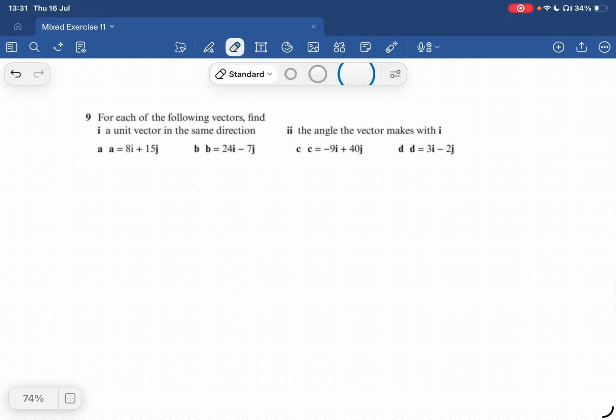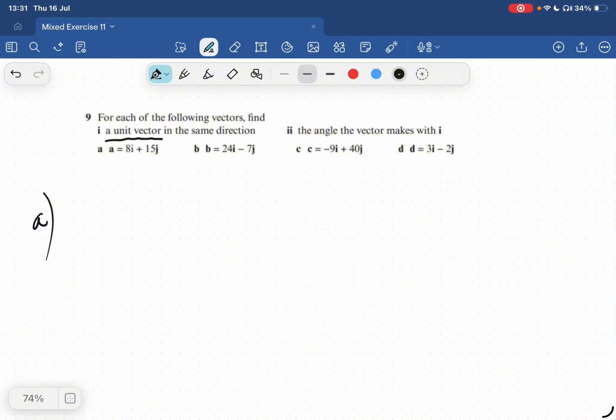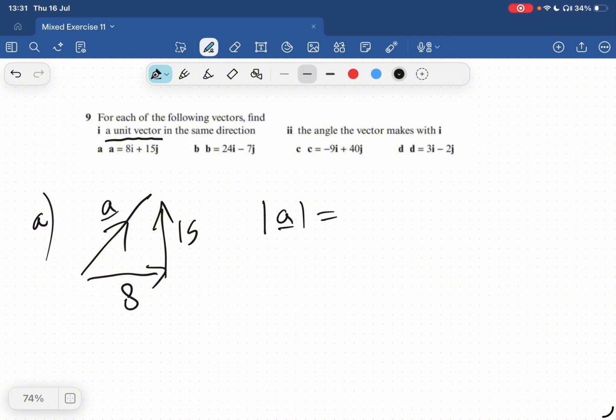Here we have question 9, and the key bit of information we need is this unit vector. So firstly, what is a unit vector? Well, if we look at a as a vector, it's across 8 in the i direction and up 15 in the j direction. So we know that its magnitude is going to be this, which is 17.